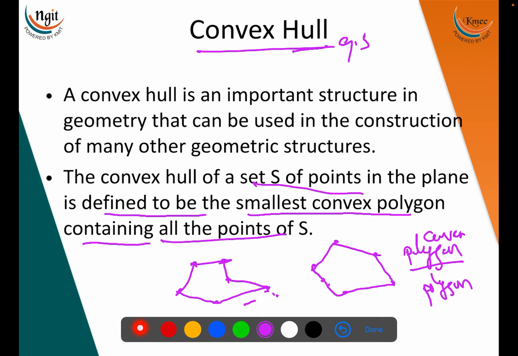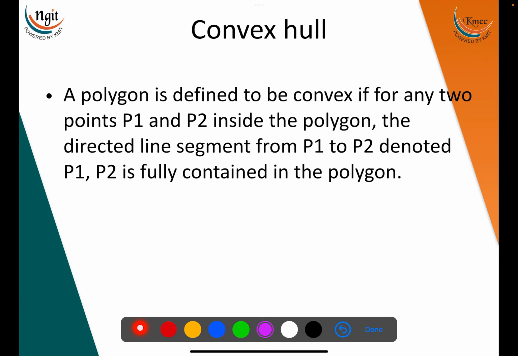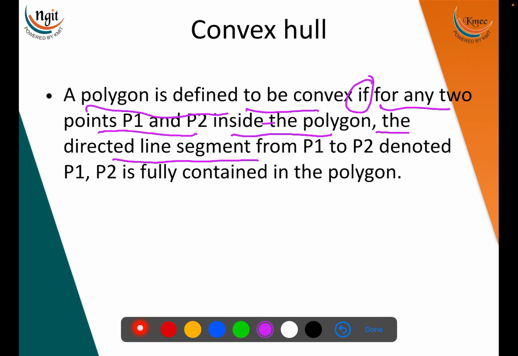So how do we differentiate a polygon from a convex polygon? We'll see that with an example. First of all, not all polygons are called convex polygons. A polygon is defined to be convex if and only if for any two points P1 and P2 inside the polygon, the directed line segment from P1 to P2, denoted P1,P2, is fully contained in the polygon. Now let's see an example to understand the same. I am just taking this set of points for the example.